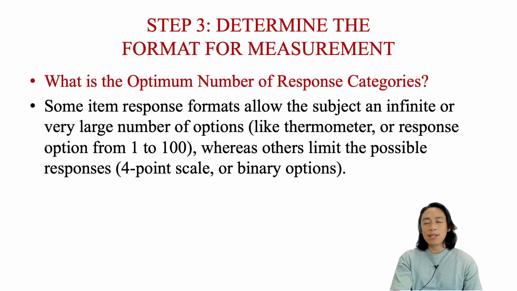However, there are response sets that are quite limited. For example, there are response sets that are limited to 4 only, the typical 4-point scales. And more than that, there are even binary options, meaning to say that the response set is just 2: either yes or no, agree or disagree, always, never.